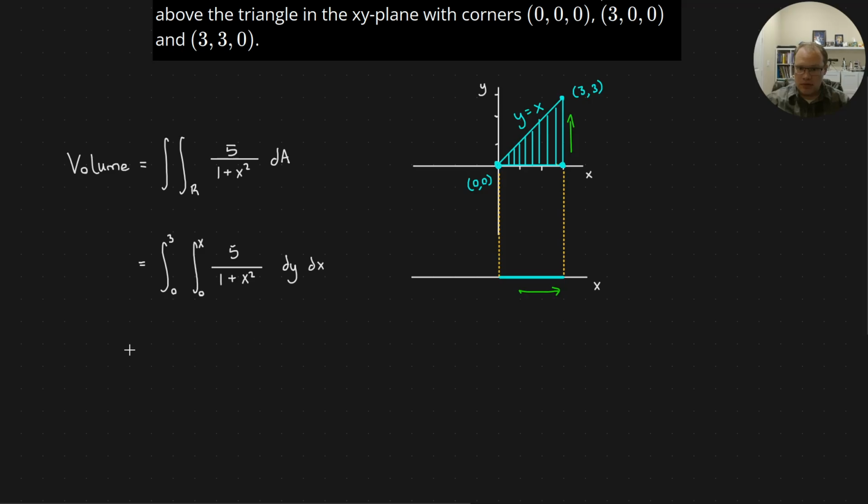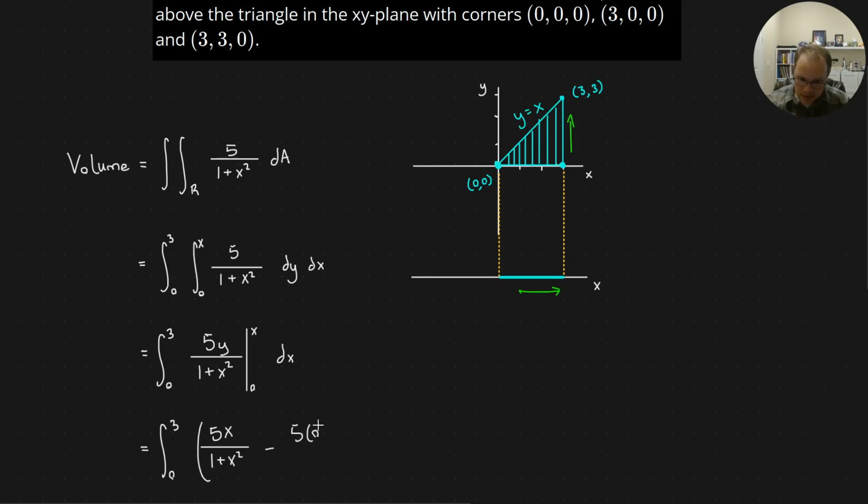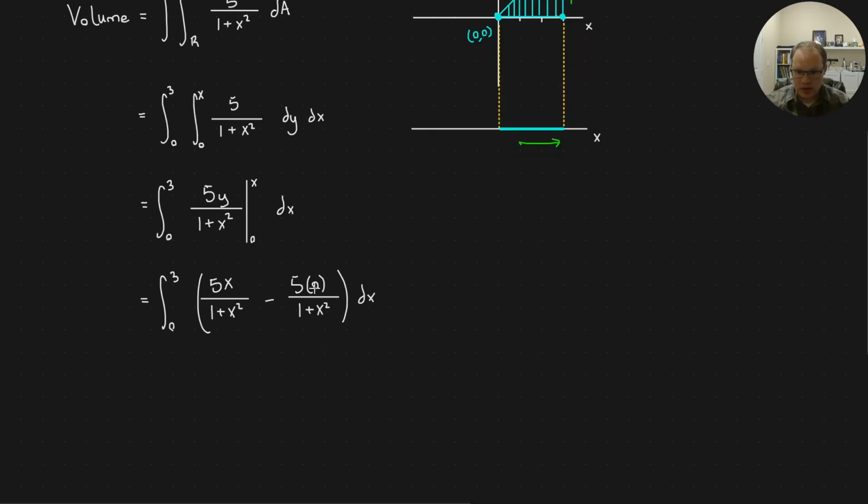All right, let's integrate. I'm going to integrate first with respect to y. With respect to y, I treat all this as a constant, so I'll just throw in a y. The integral of a constant is a constant times y. I'm going to evaluate that from y equals 0 to y equals x. So I plug in x, my top limit, and I subtract what I get when I plug in 0, my bottom limit. Now, of course, this is just 0. So I have the integral from 0 to 3 of 5x over 1 plus x squared, integrated with respect to x.